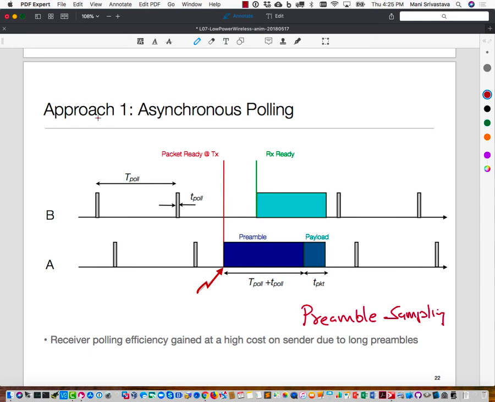So in this strategy, the preamble is made long enough so that we are assured that the receiver will wake up during that period. And then you put in some guard band to take care of any discrepancy in time.